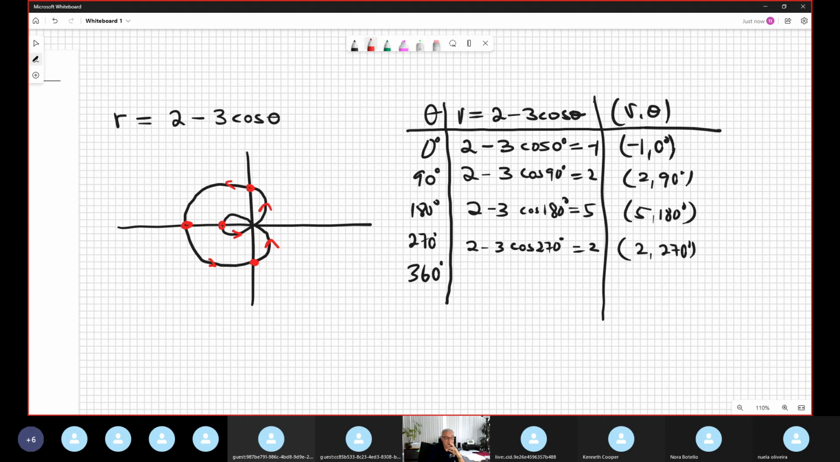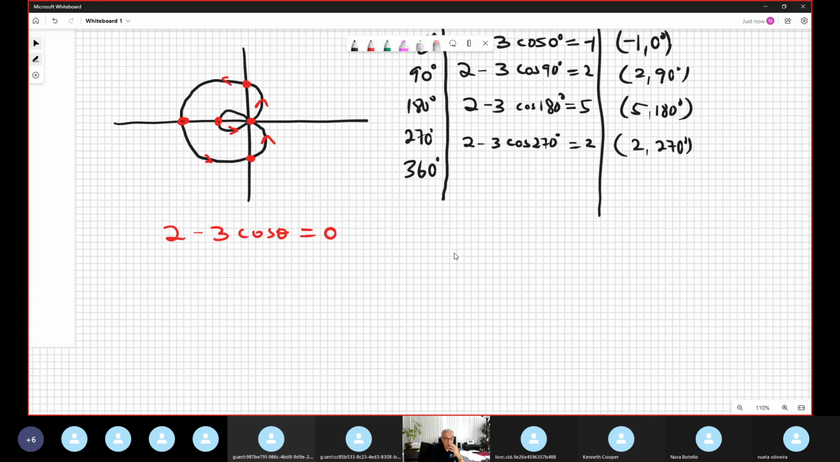Now, it would be fantastic to determine this point. What theta corresponds with this point? Well, the only possibility is suppose que this equation 2 minus 3 cosine theta equals 0, no? Con the radius 0, and you solve this equation. Unfortunately, this angle is not fundamental, okay, you know very well that 90, 60, 45. It is 2 equal 3 cosine theta, divided by 3 both sides, 2/3 is equal cosine theta, and theta is equal cosine inverse of 2/3.